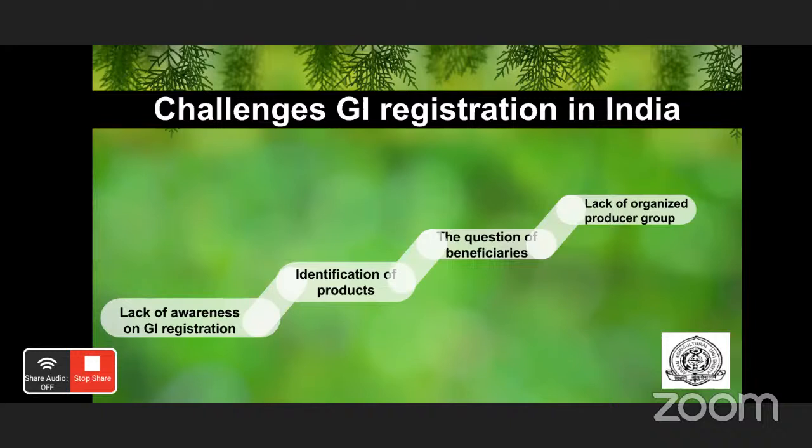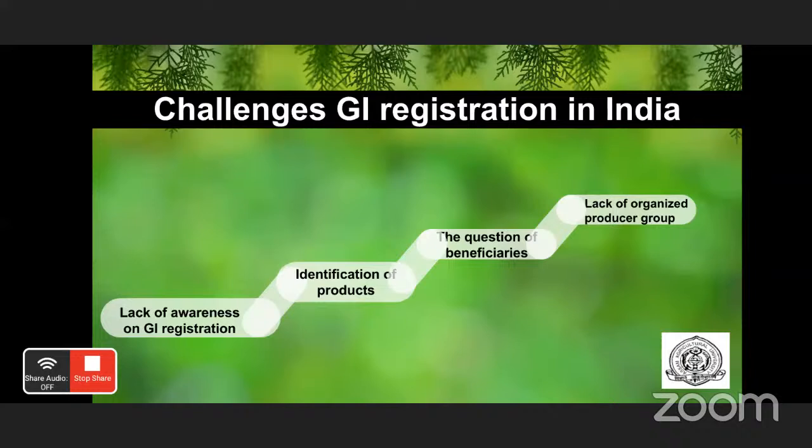Because GI registration is a long process. It takes time, it takes money, it takes endless effort. So we have to identify only those products which will be granted the GI tag. So identification of product is another challenging task. And who will identify the product? That is also very, very important. We need a technical expert. We need the supporting documents.